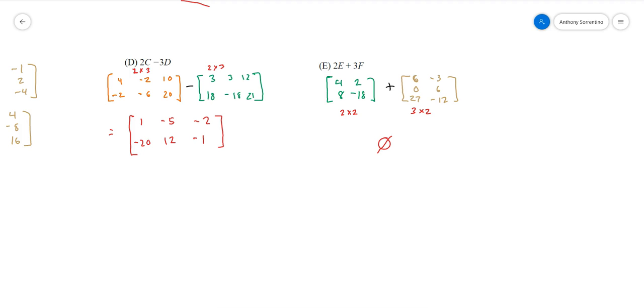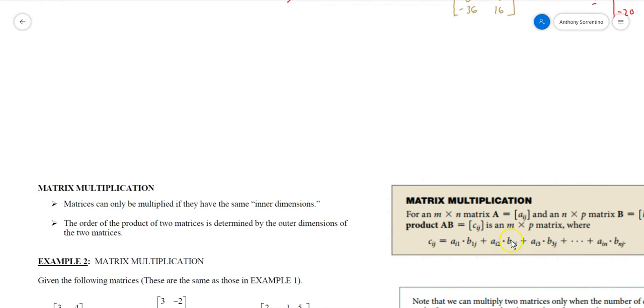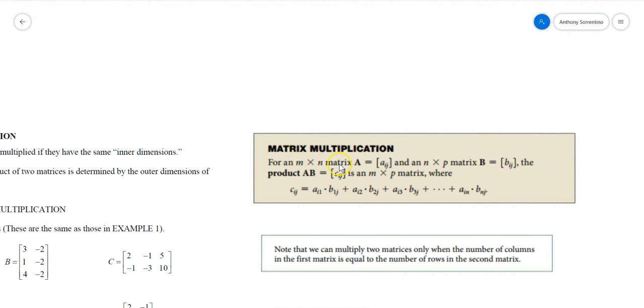Now, when I have to multiply two matrices together, that becomes a different story and it becomes a little bit more involved. And I'm going to demonstrate it for you. They give you some verbal description of what it is. So if we look at what your textbook has for matrix multiplication, for an m by n matrix A and an n by p matrix B. So basically they're saying that the second dimension of the first matrix has to be the first dimension of the second matrix. We also sometimes call that inner dimensions.